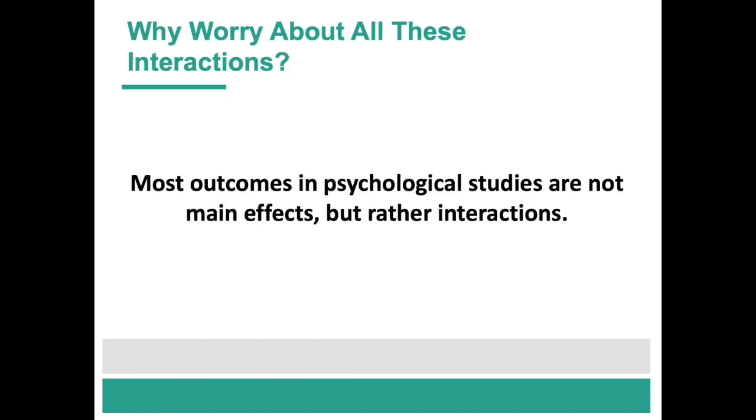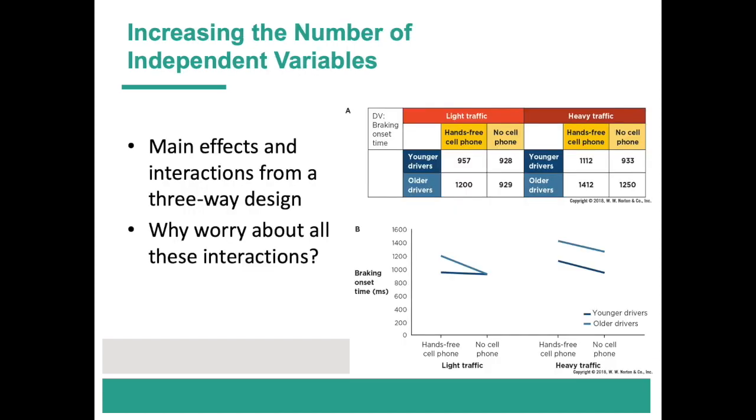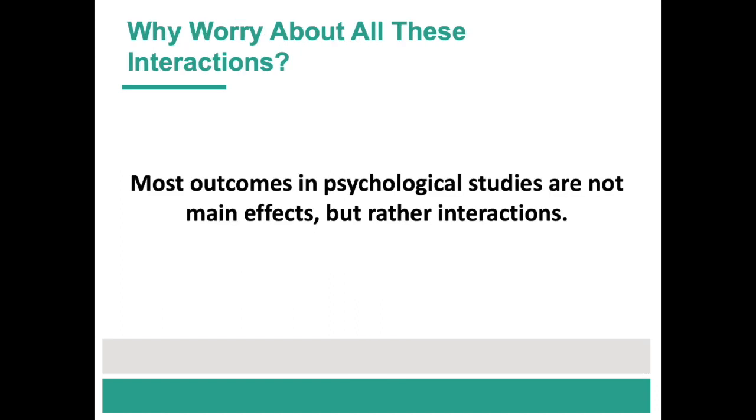So why worry about all these? Well, most outcomes in psychological studies are not main effects, but rather interactions. Humans especially are very complicated. We are influenced by a lot of things, and so usually it's not just there's a simple effect that happens when we do something. It usually depends on other things. So for example, in this, it could depend on the traffic we're in and our age. This is very normal in psychology.